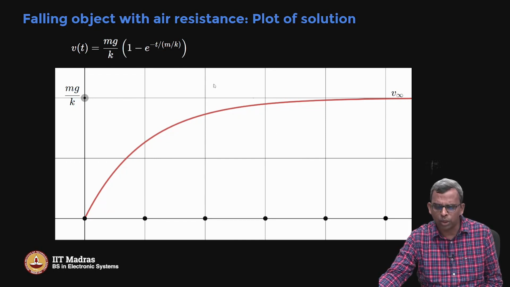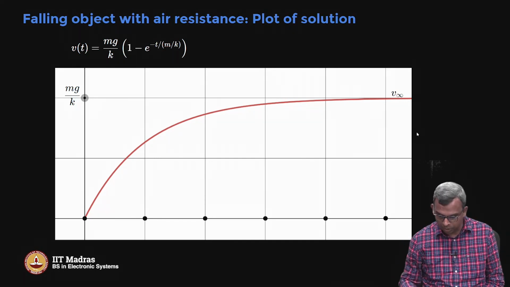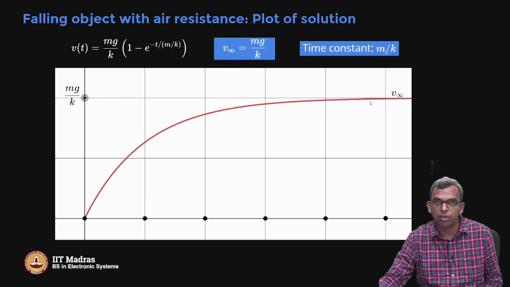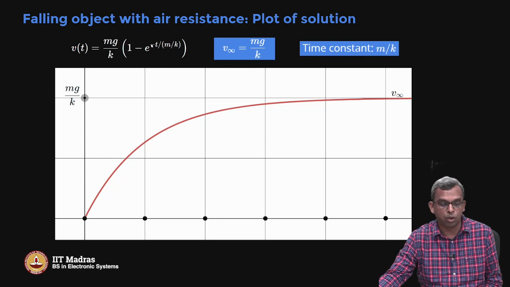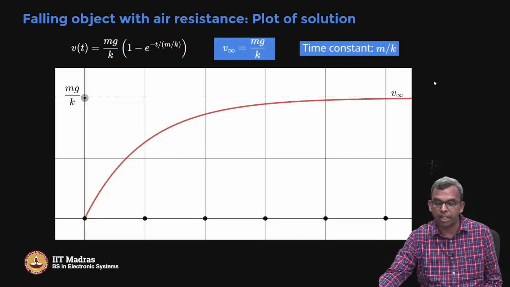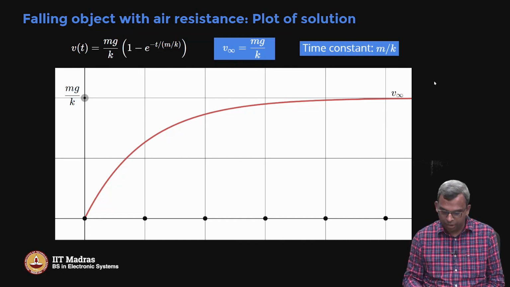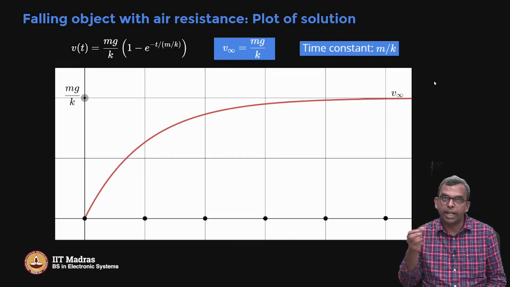How quickly does it go there? How do I know how quickly it goes there? So that's where two notions will help you. V infinity is the value at infinite time, that's mg by k. The other one is a time constant. The factor multiplying t or dividing t is called the time constant. This is m by k. The reason is this m by k has the units of time actually. If you go back and look at how these things are defined, it has the units of time. And then at every m by k, you get closer and closer to v infinity. And that is a good definition for the amount of time you need to get to steady state.